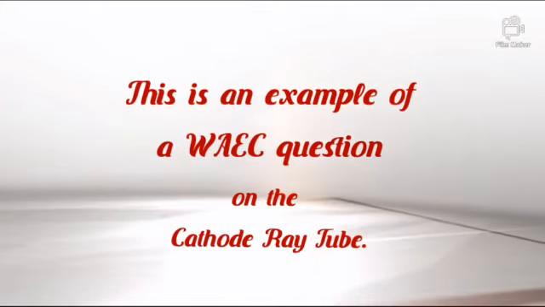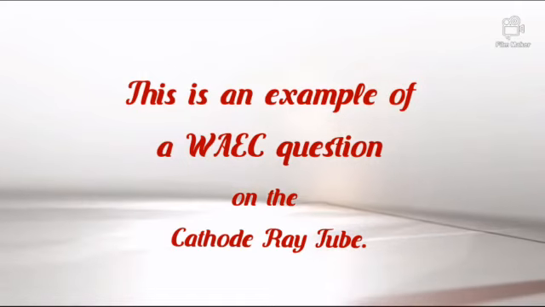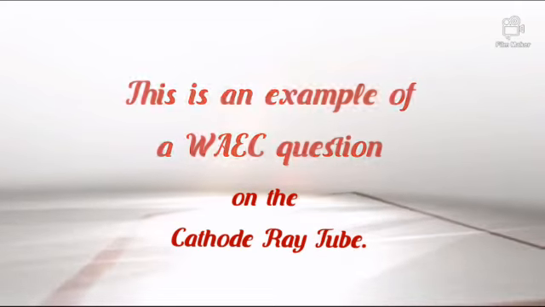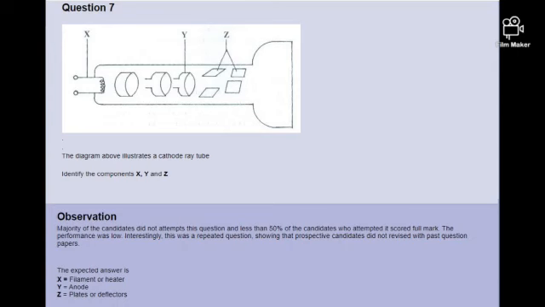Okay, this is an example on the cathode ray tube, a WAEC question on the cathode ray tube. If you look at this question, you are asked to identify the components X, Y, and Z. And if you have watched the video, you'll be able to say that X is your filament or heater, Y is your anode, and Z is your plate or deflectors.